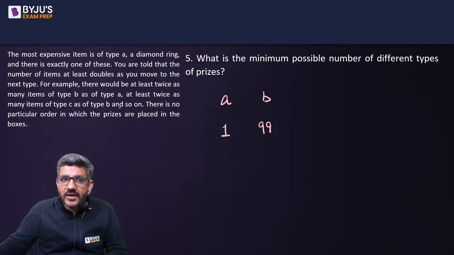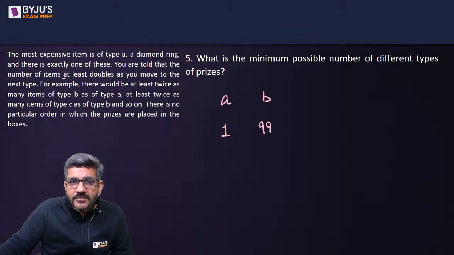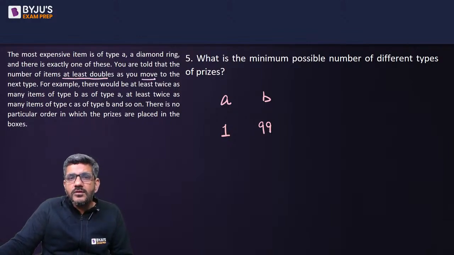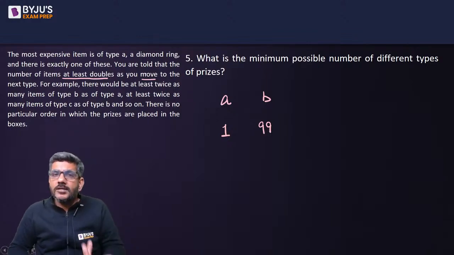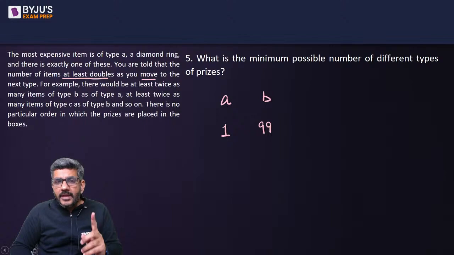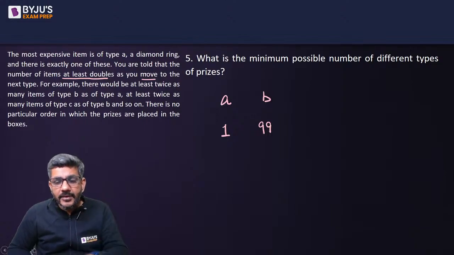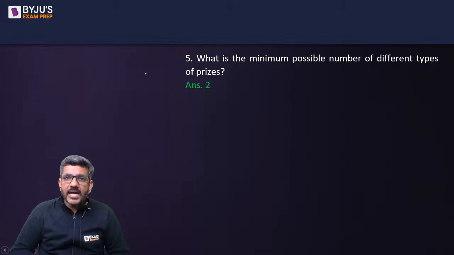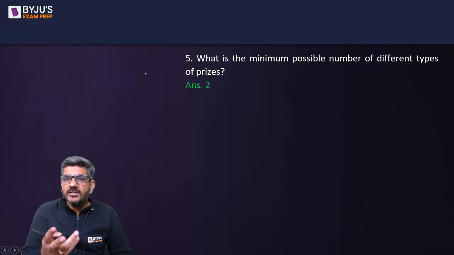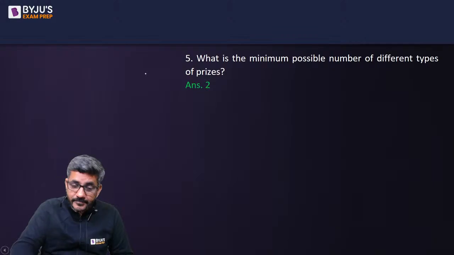Oh yes, it satisfies. It just said the number of items at least double as you move, and 99 is at least double. So why can't I have only 2 types? One of type A and 99 of type B. My answer is 2. Simple. The number of different types of prizes can be 2 only. This is the minimum possible.